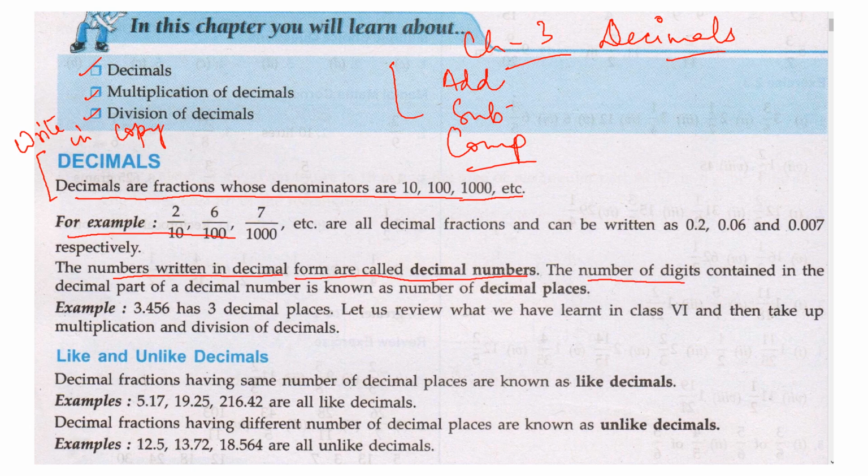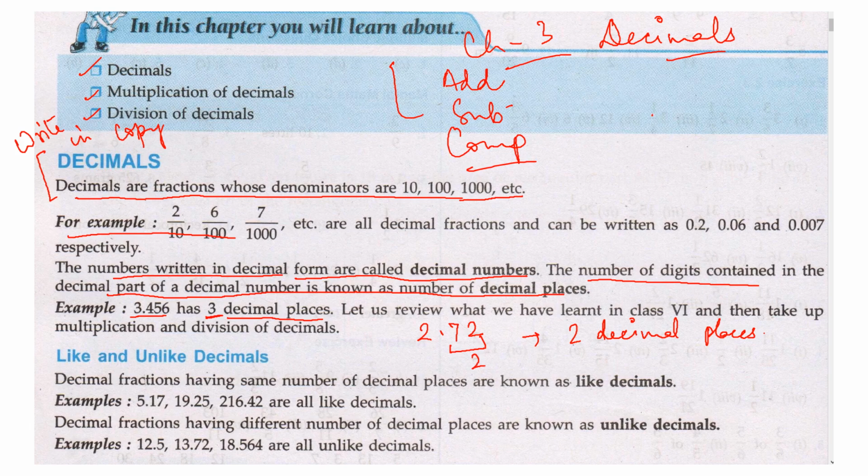The number of digits contained in the decimal part of a decimal number is known as number of decimal places. Number of decimal places means if I write the number as 3.456, here how many digits are there after decimal? It has 3 digits after decimal. So we will say it has 3 decimal places. If I write 2.72, then how many digits after decimal? 2. So how many decimal places does it have? 2 decimal places. Getting the concept?